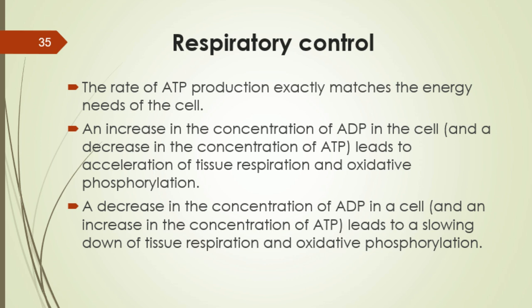The rate of ATP production exactly matches the energy needs of the cell. If the concentration of ATP in the cell decreases and the concentration of ADP increases accordingly, then the processes of tissue respiration and oxidative phosphorylation accelerate. Conversely, if ATP is not used in the cell and its concentration increases, while the concentration of ADP decreases, then oxygen consumption and the rate of oxidative phosphorylation decrease. This dependence of the mitochondrial respiration rate on the concentration of ADP is called respiratory control.